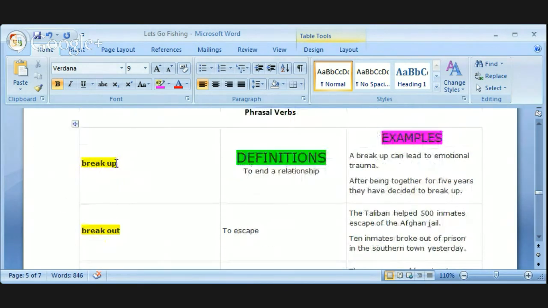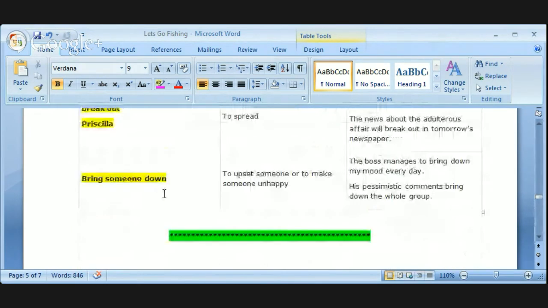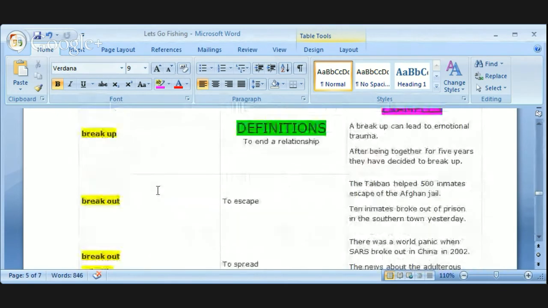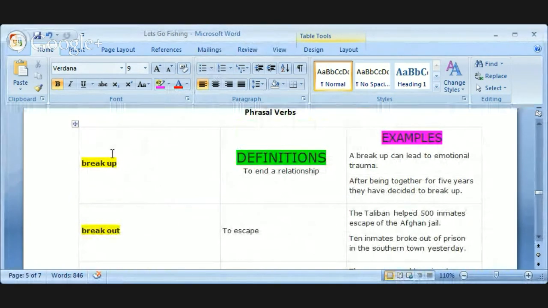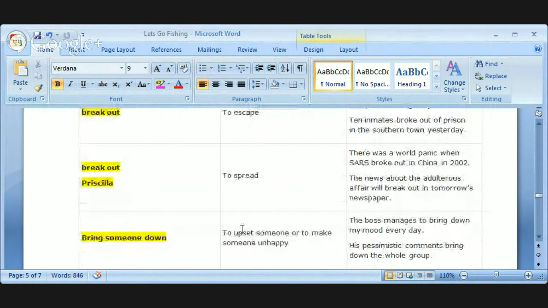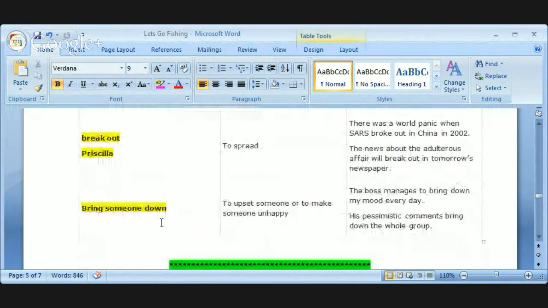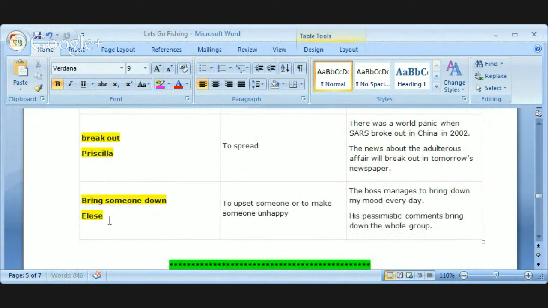So look at the few that I have. I have break up, break out, bring someone down. Which one would you like to choose? I think we'll go with Elise this time. Elise, you will go first. Which one of these would you like to choose? Bring someone down is quite easy to say. Okay, so Elise is going to go with this one. You may start when you're ready.